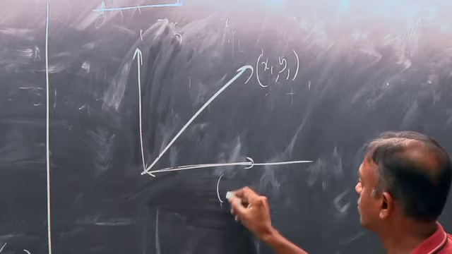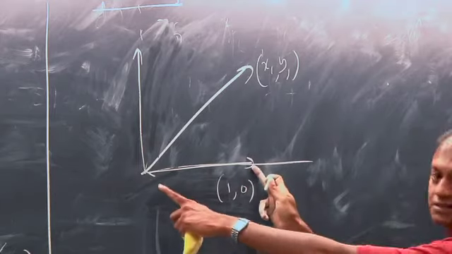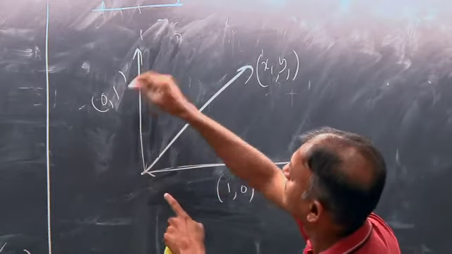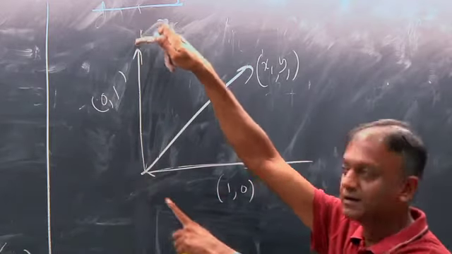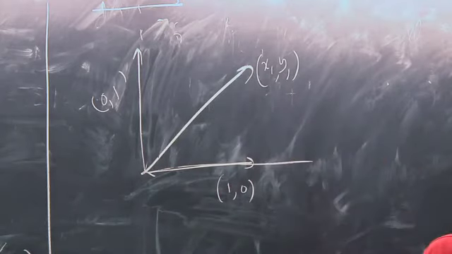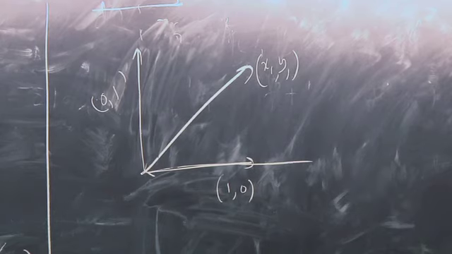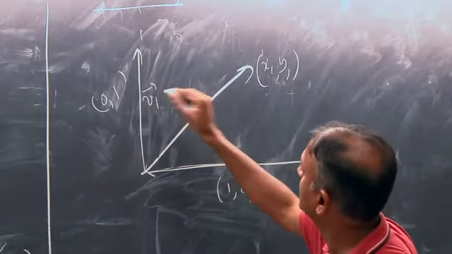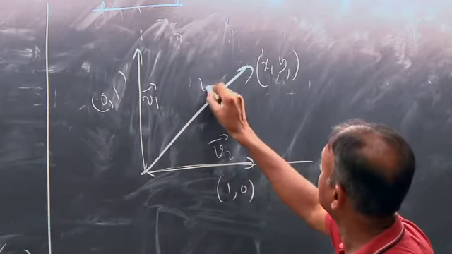So this vector is (1, 0). Its length is 1 along the x-axis. This vector is (0, 1) along the y-axis. And this vector is some arbitrary vector with components x1 and y1. Now, you see, these 3 vectors are not independent of each other. Let me call them v1, v2, and v3.